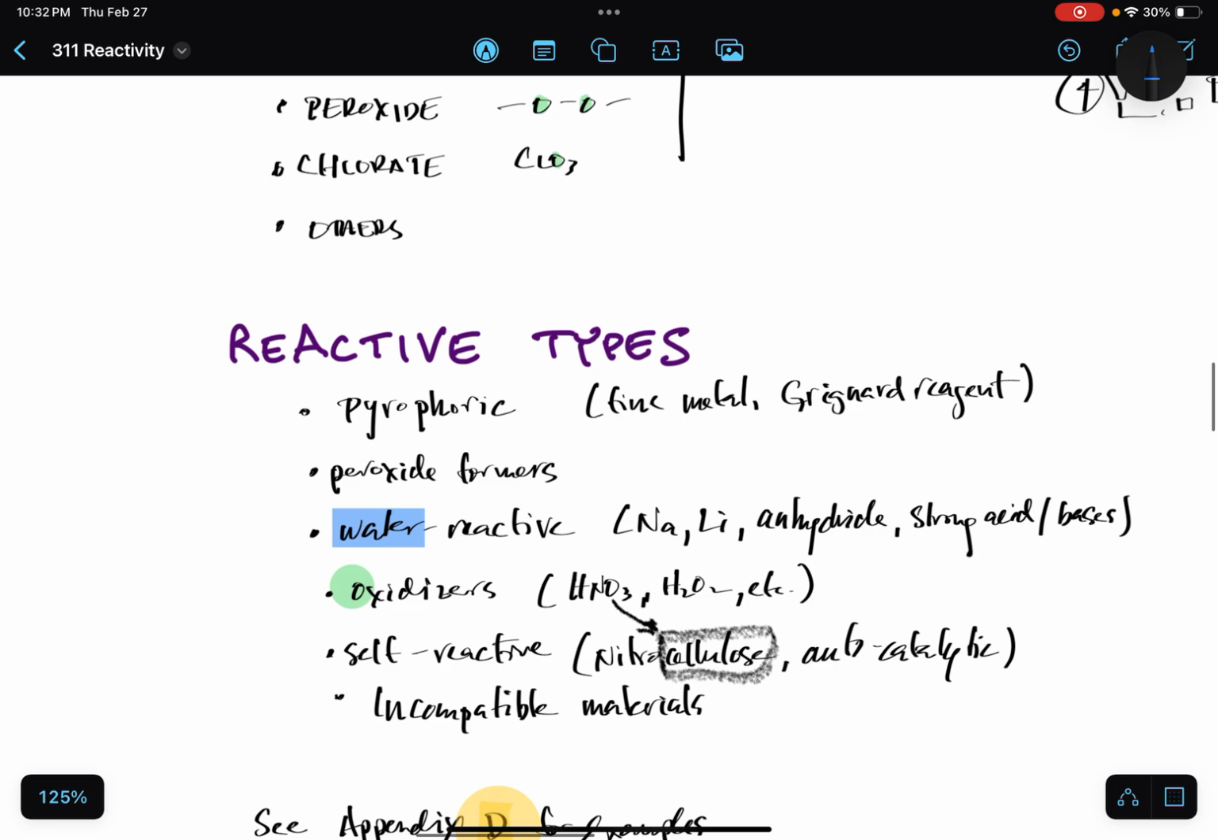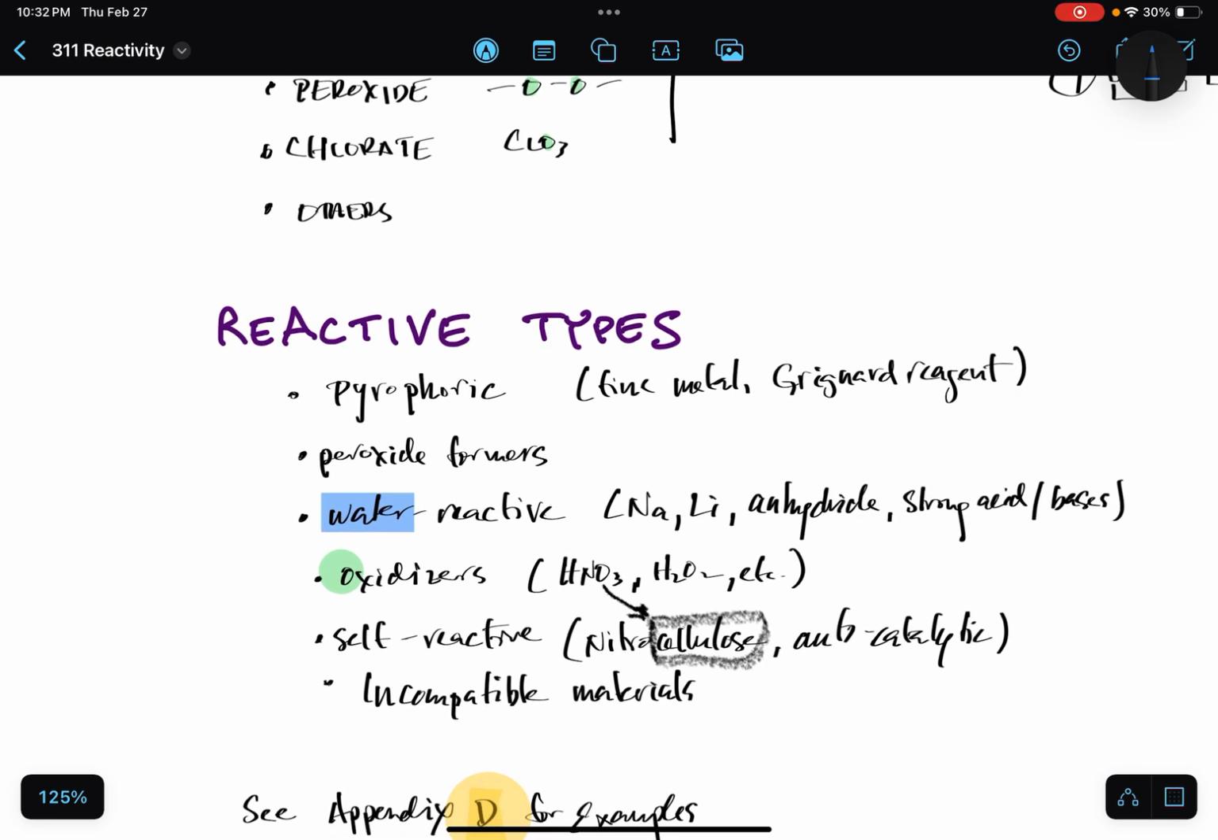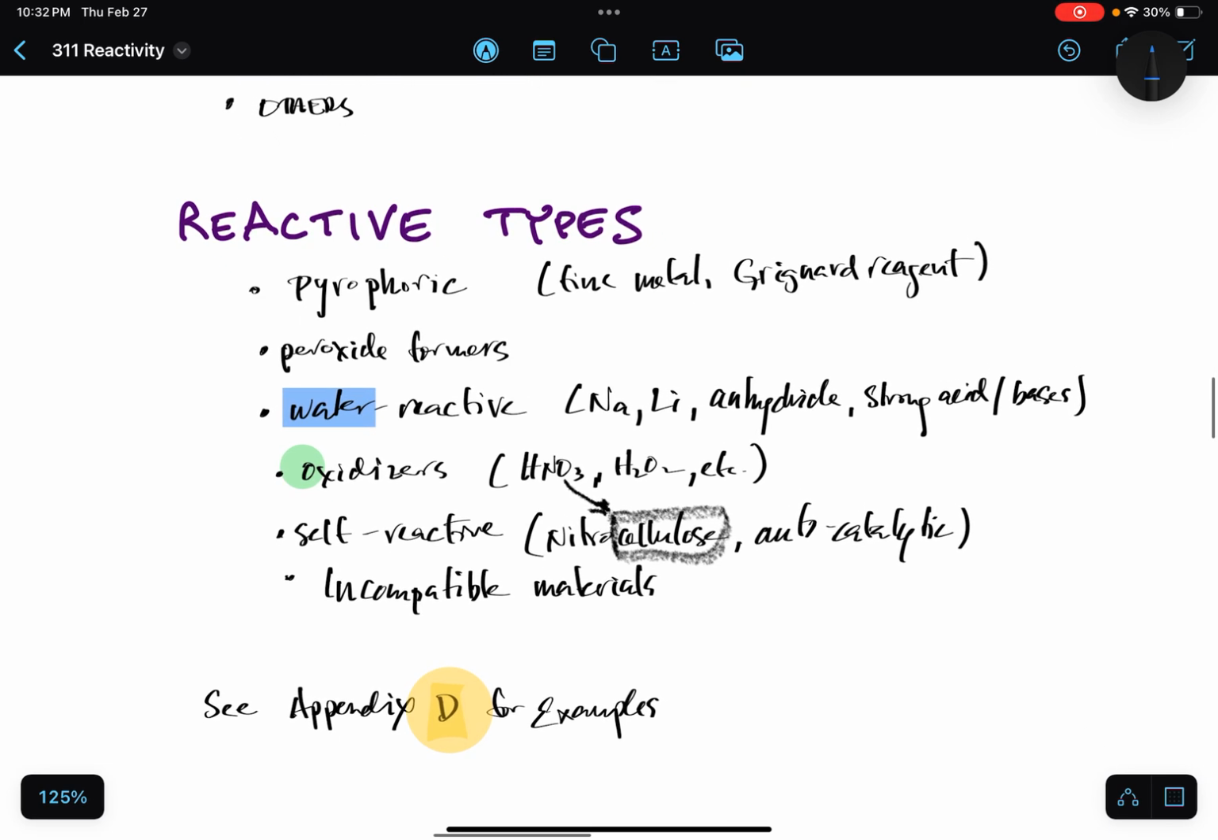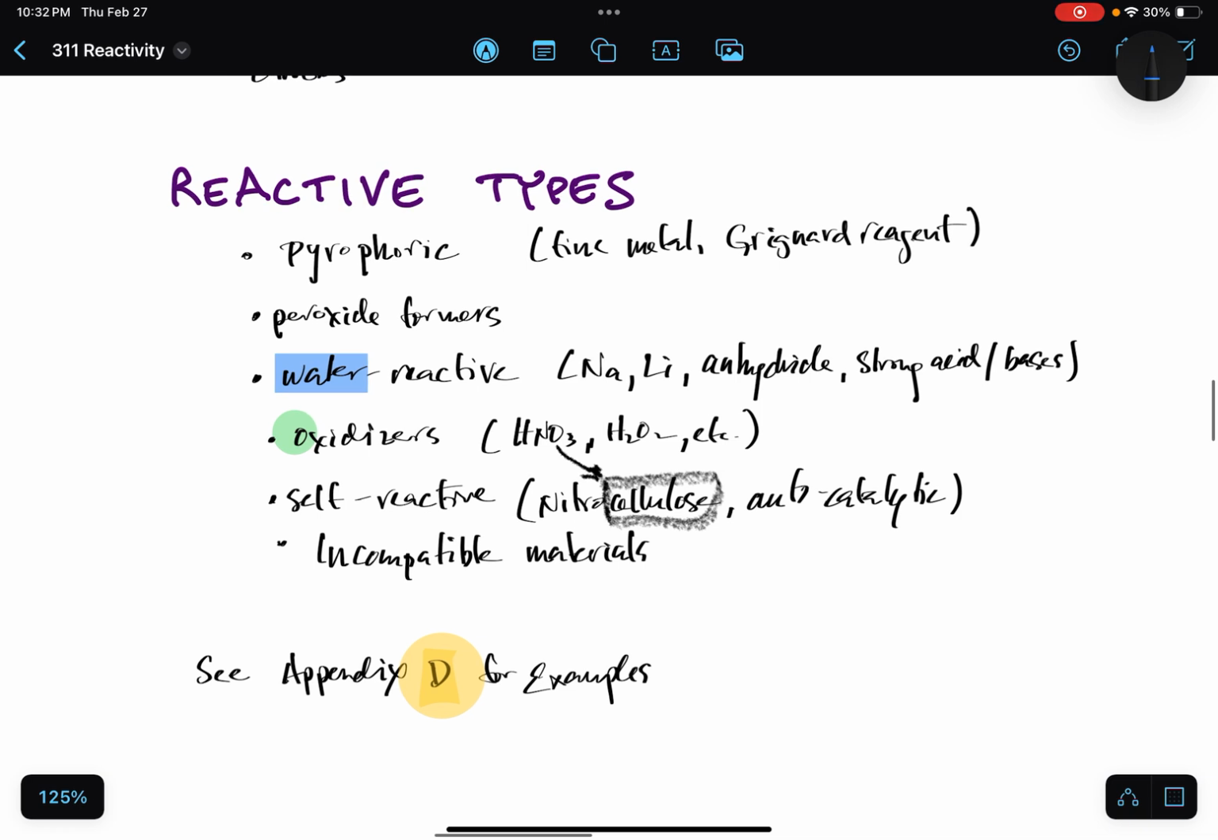Pyrophoric chemicals burn on contact with air. Sometimes fine metal will burn, and other chemicals. Of course, sodium and lithium and potassium, those chemicals will react with water. Oxidizers like nitric acid and peroxide. There's self-reactive or autocatalytic, nitrocellulose I mentioned, or gunpowder, smokeless powder.